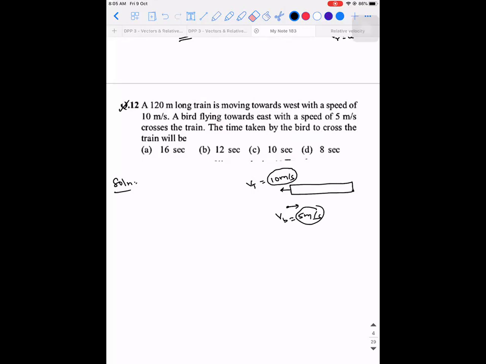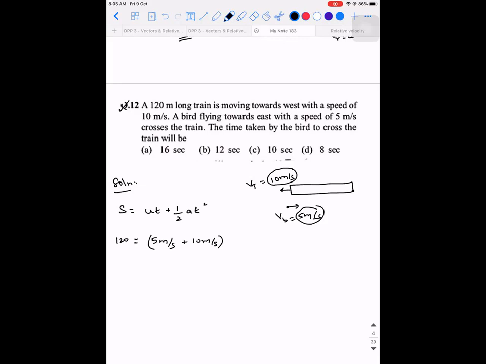So how to solve this? Since the question is about the bird crossing the train, I'm going to use S equals ut plus half at square. Where the distance traveled by the bird is 120. What is the velocity of the bird? It is 5 meters per second plus 10 meters per second. Why did I write 5 plus 10 meters per second? What did I exactly take into consideration? Can you tell me?